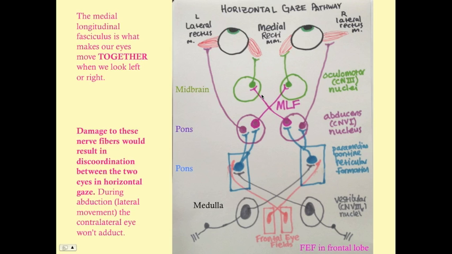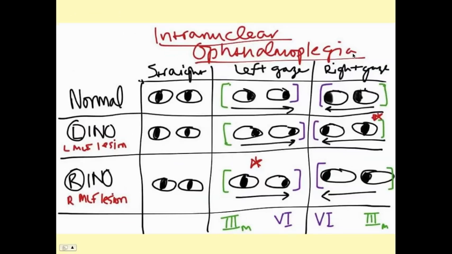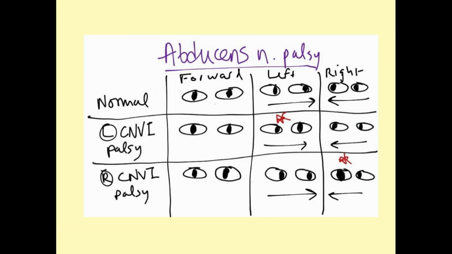Okay. How about an abducens nerve palsy? So with INO, our abducens nerve was working fine. But now let's say that we had a problem that affected our abducens nerve. Well, then the problem would be in abducting. So normally we look forward, we look left, both eyes go to the left, the left eye is using its abducens nerve, and if we look to the right, the right eye is using its abducens nerve with the lateral rectus.